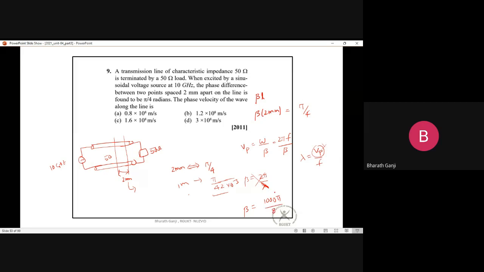Okay, so I have the value of beta. I want the answer for this, which is 2π, frequency 10 gigahertz divided by beta. Okay, so beta is 1000 pi divided by 8. Okay, so pi gets cancelled out. You can see you are getting an answer of C.